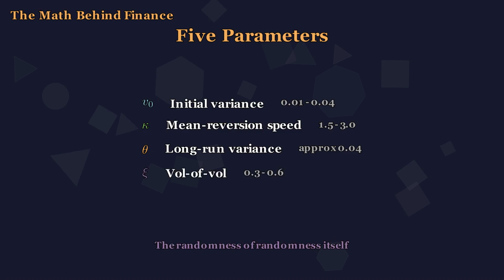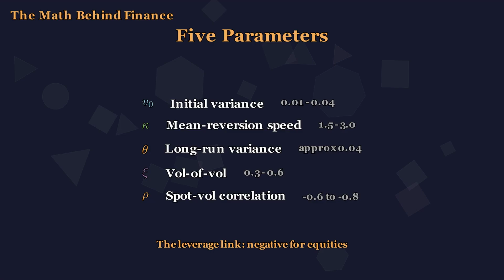Xi, the vol, the volatility of volatility itself. When xi is large, variance swings wildly. When xi is 0, variance would be deterministic, and we collapse back to Black-Scholes. And rho, the correlation between stock returns and variance changes. For equity indices, rho is almost always negative, typically between minus 0.6 and minus 0.8. This is the mathematical fingerprint of the leverage effect we saw in Section 2.